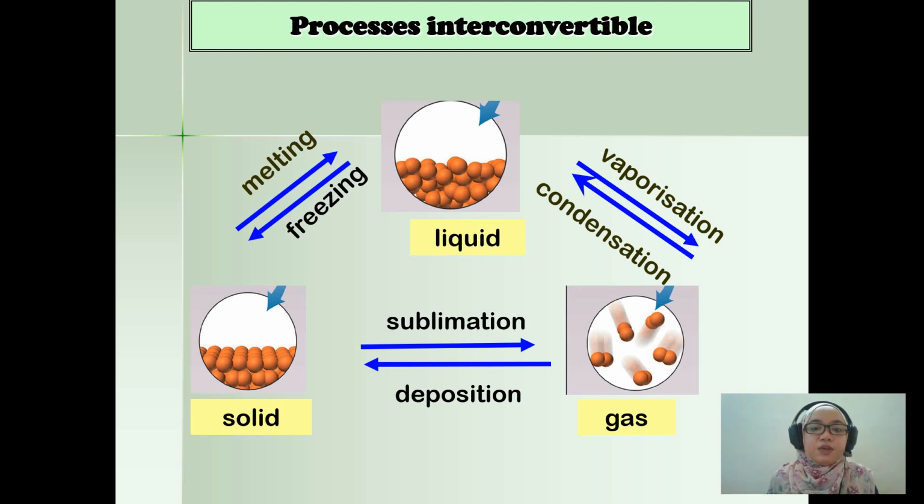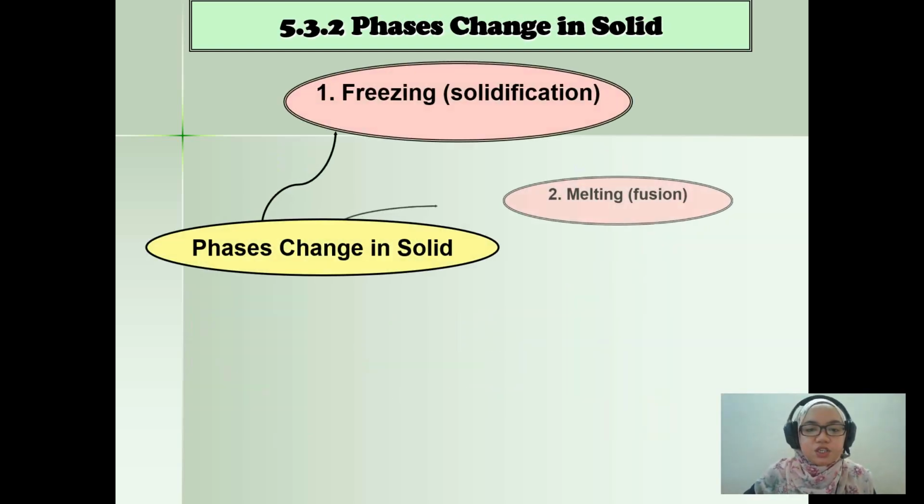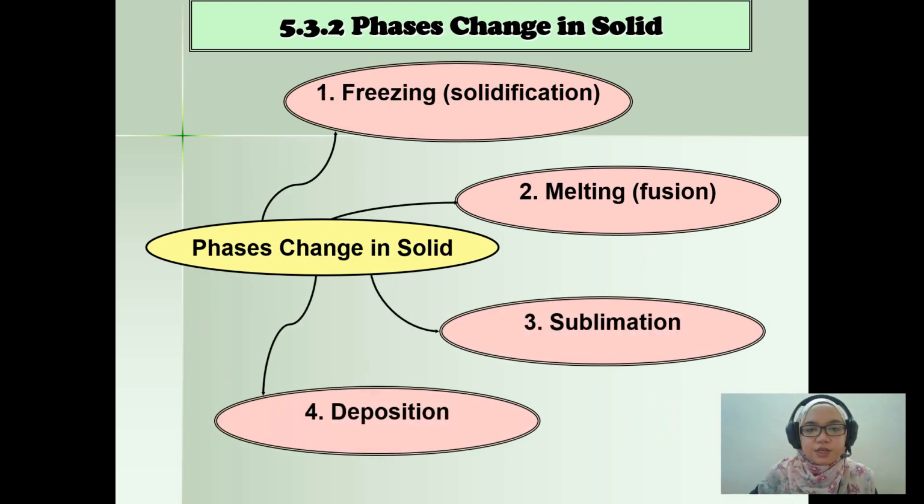Okay. Last time during the liquid subtopic, we have covered the vaporization and the condensation process. So in today's lecture, we are going to look at the melting, freezing, sublimation, and the deposition process. From solid to liquid, from liquid to solid, and from solid to gas, and from gas to solid. Okay. So let's look at the phase changes in solid. There are four. First one is freezing, solidification, melting, fusion, sublimation from solid to gas, and deposition from gas to solid. So we're going to look at all of this after this.